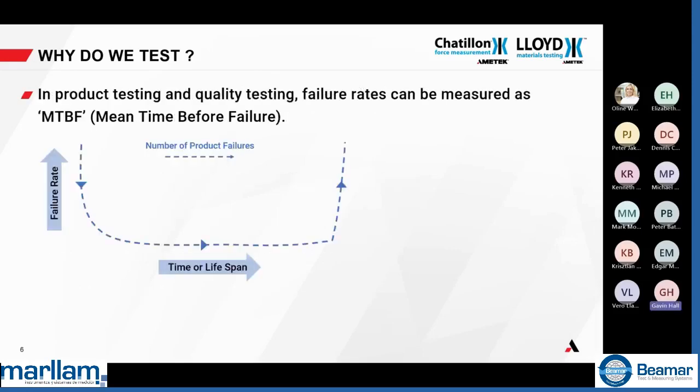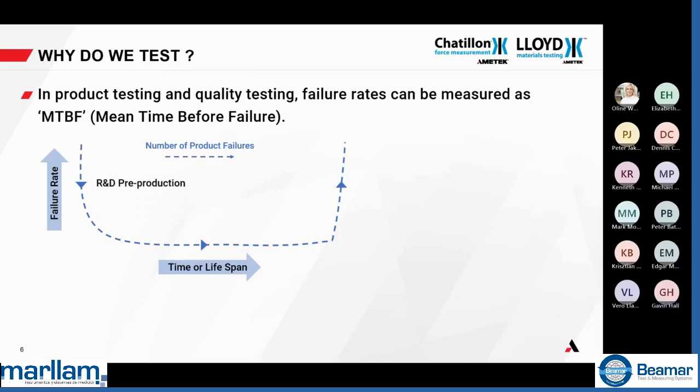Some people call this the bathtub curve. In product and quality testing, failure rates are important and can be measured as MTBF, mean time before failure. If we look at this graph, we've got a failure rate up the left-hand axis and a time or lifespan cycle across the bottom axis. And the dotted line indicates the number of product failures.